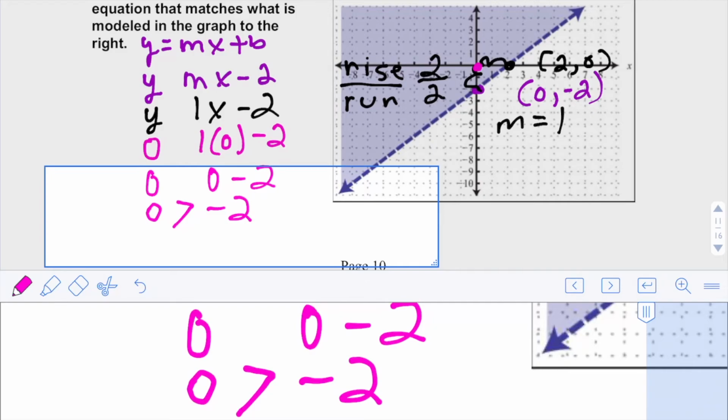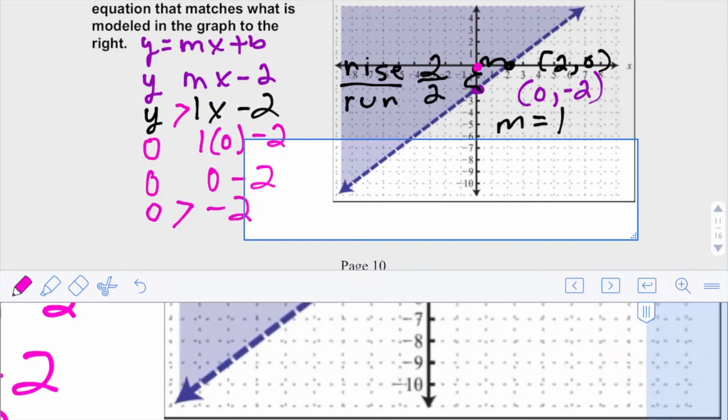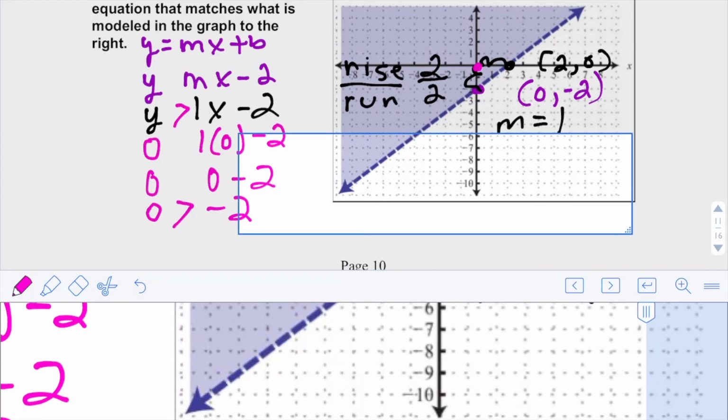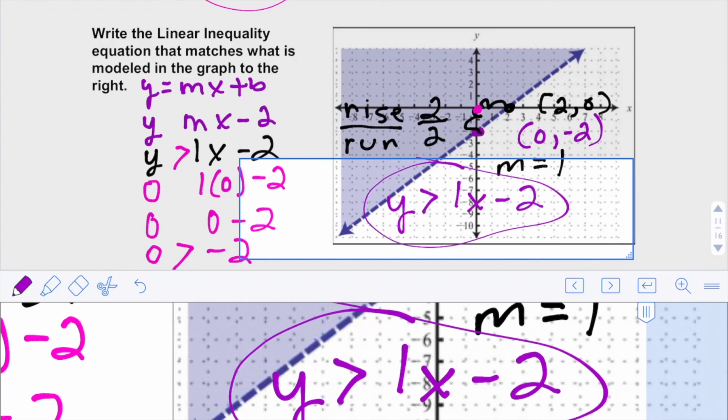So now that I know what symbol I'm using, I can come up and drop it in here the same way, and I get the final equation of y is greater than 1x minus 2. And that is my equation for this inequality on a graph. Good luck on your practice sets.